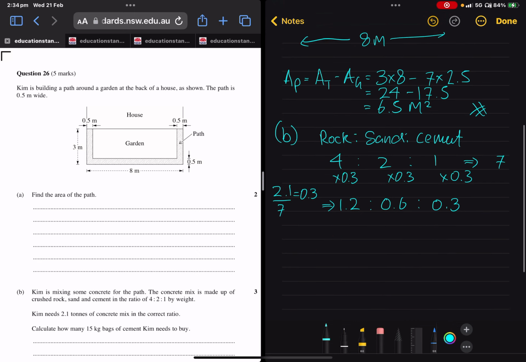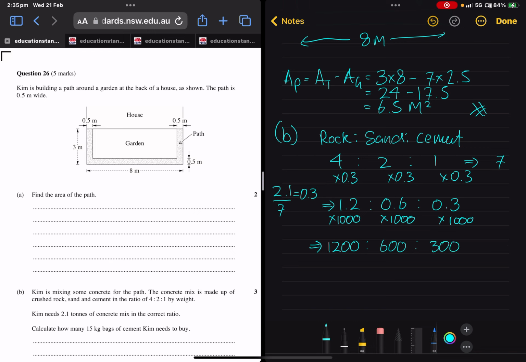Now this is in tons, so we want to convert this to kilograms. There are 1,000 kilograms in a ton, so we'll multiply each by 1,000. We need only do this for cement, but we may as well do it for all of them because the question, in theory, could ask you about any of them. It could ask you one, the other, all of them, some ratio of them, something like that. So this is 1,200 kilograms of rock. She needs 600 kilograms of sand, and she needs 300 kilograms of cement.